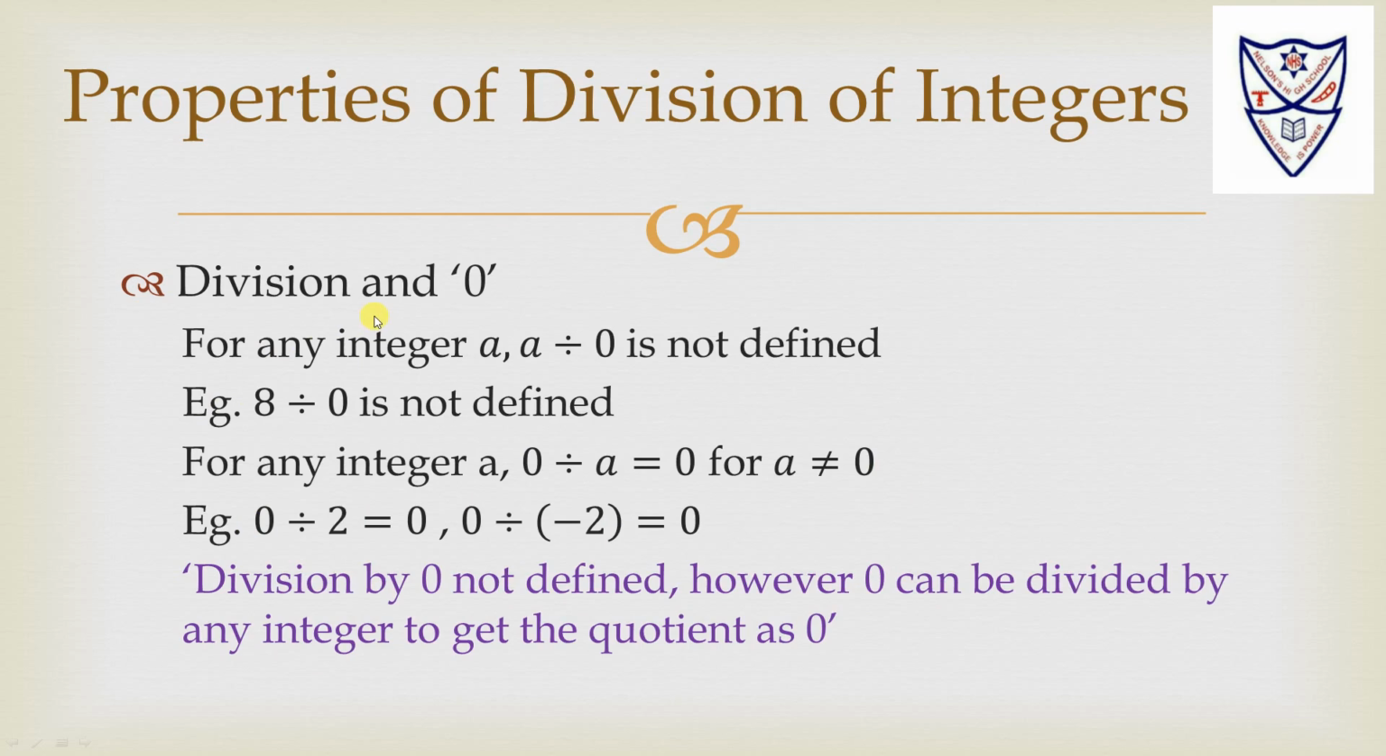Next, division and 0. For any integer a, a divided by 0 is not defined. For example, 8 divided by 0 is not defined. Second one, for any integer a, 0 divided by a is equal to 0, for a not equal to 0. For example, if we take a is equal to 2, 0 divided by 2, we will get 0. If we take a is equal to minus 2, 0 divided by minus 2, we will get 0. So that means division by 0 is not defined. However, 0 can be divided by any integer to get the quotient 0.